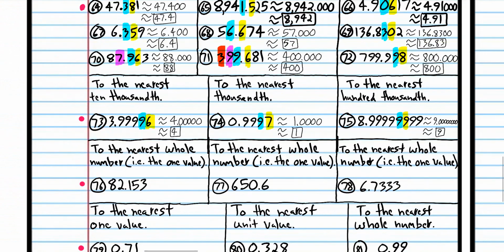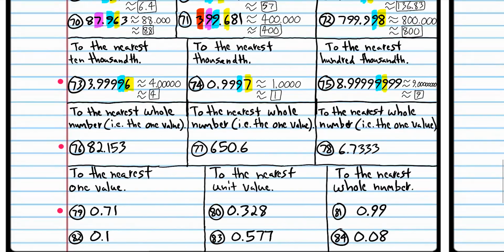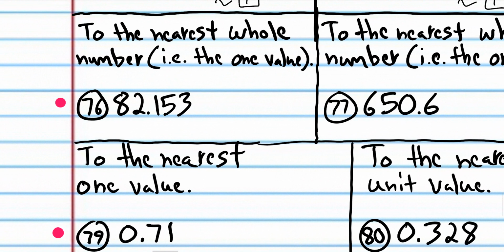Now remember, I said we're rounding to the nearest, in this problem we rounded to the nearest 1, but it's also called the units value. And the third way to express that place is the nearest whole number. It's all the same thing. So this would be the nearest ones place, or the nearest units value, units place, whatever you want to call it. But we can also say round to the nearest whole number, and that means round to the nearest ones place.